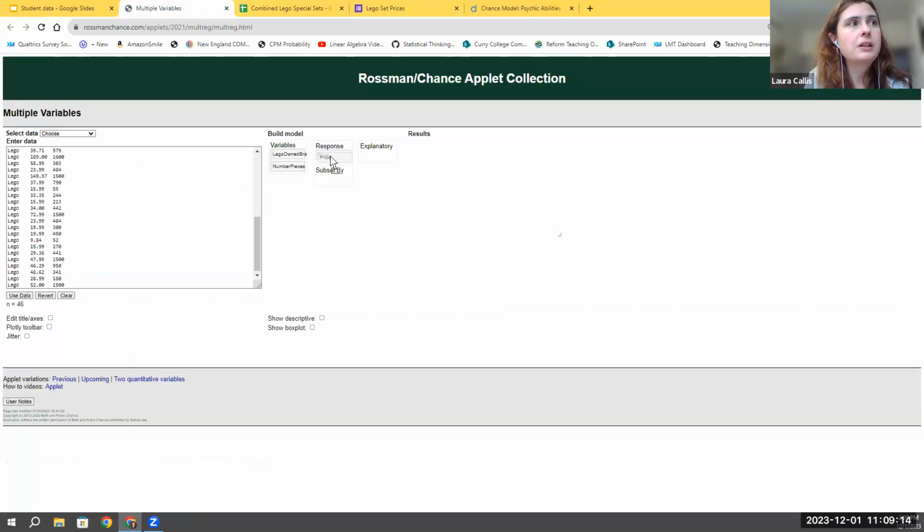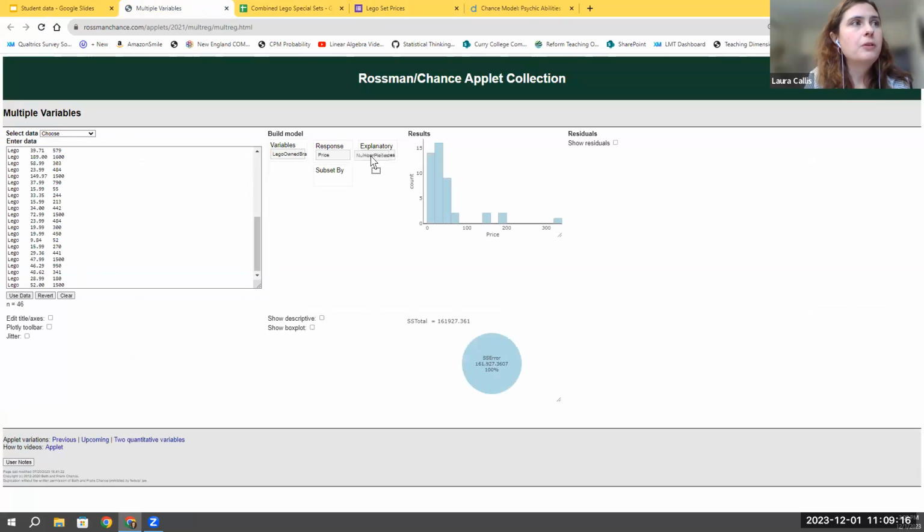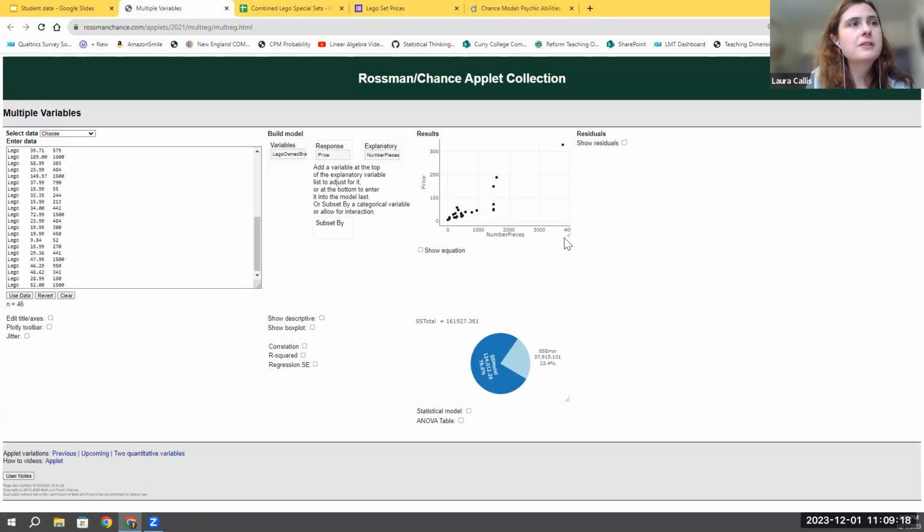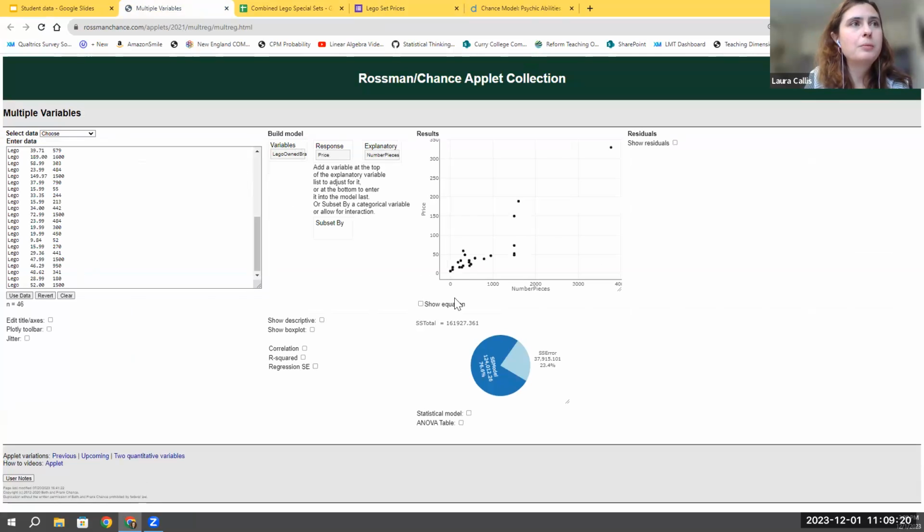And I'm interested in predicting the price from the number of pieces in the set. And it makes sense that if you have a bigger set, more pieces, then it's going to be a more expensive set. And if students have collected the data themselves instead of just using a spreadsheet, then I make them find the dot that represents their Lego set. And that way they're able to orient themselves to the data a little bit better if they're the ones that collected it.